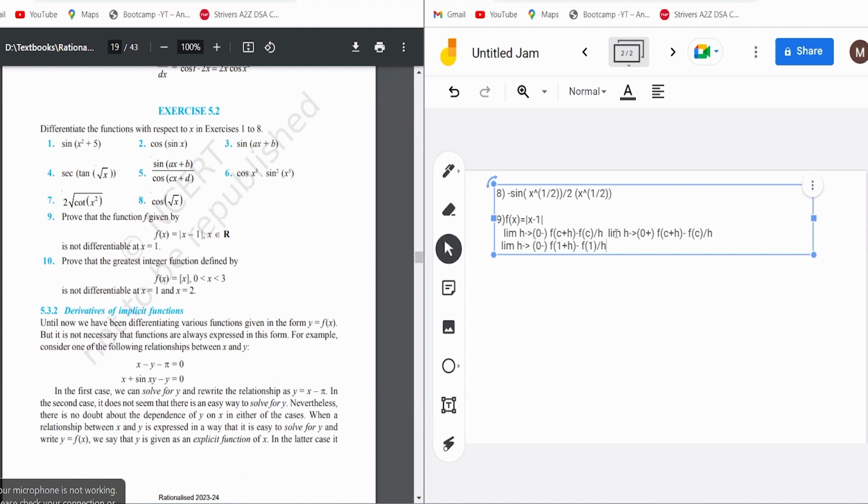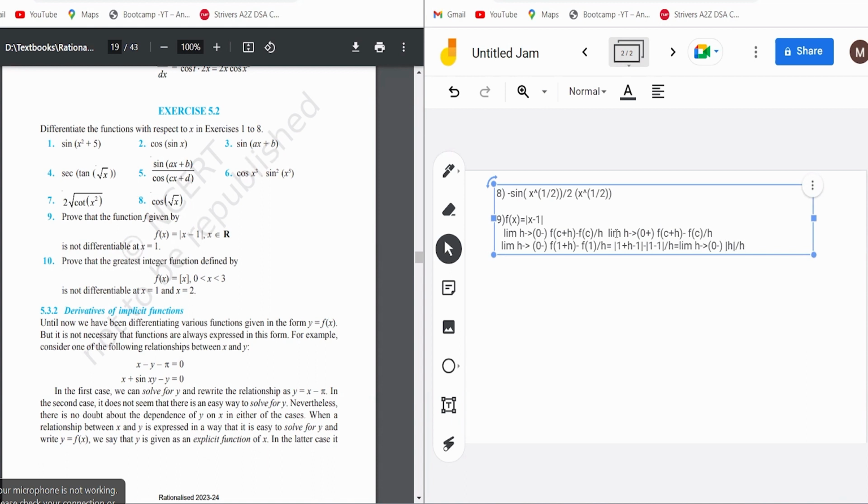divide by h. Okay, so now using the definition of function, it would become mod of 1 plus h minus 1 mod minus mod of 1 minus 1, okay, divide by h. So from here we can easily say that we will get mod of h by h, limit of h tending to 0 minus, mod of h by h.